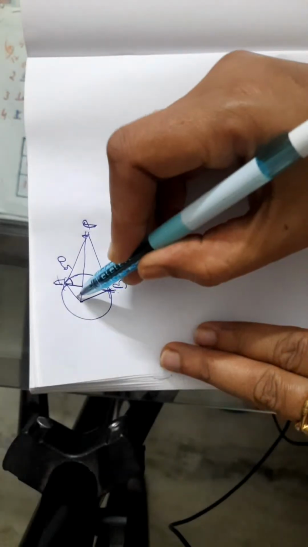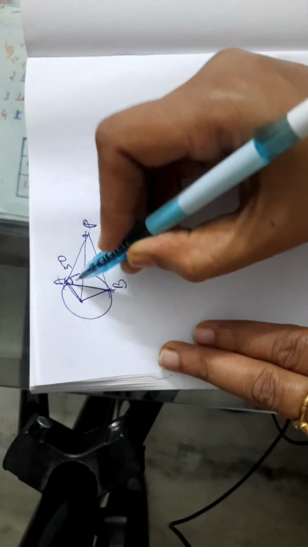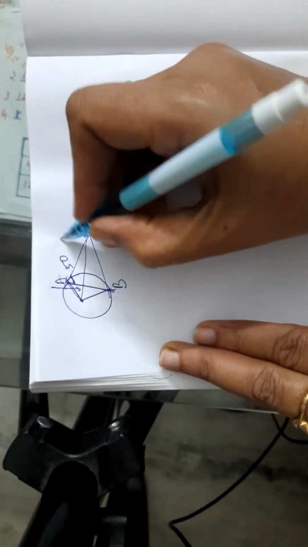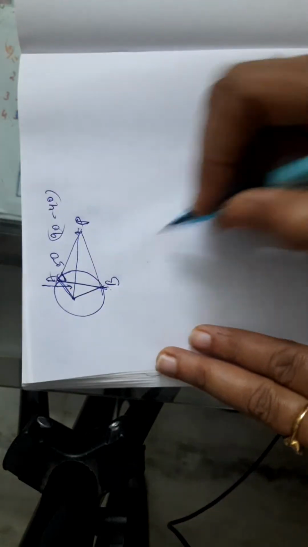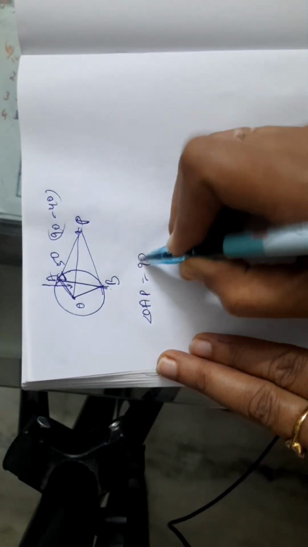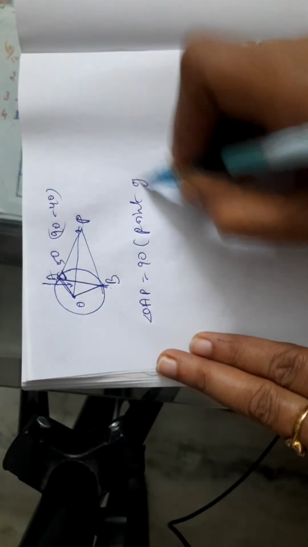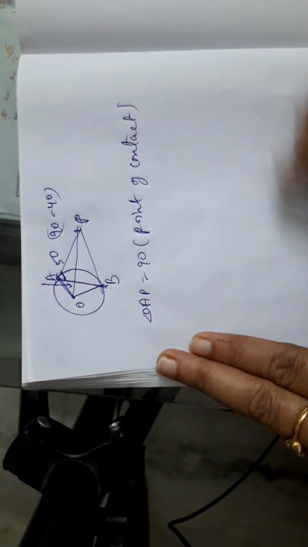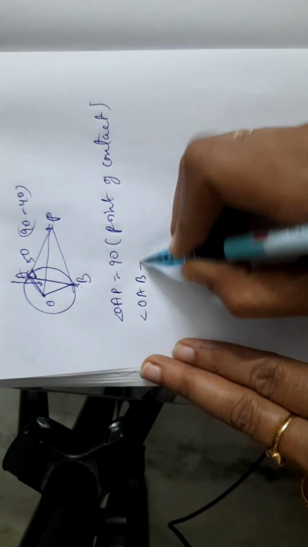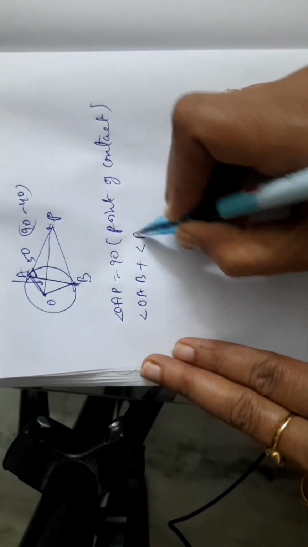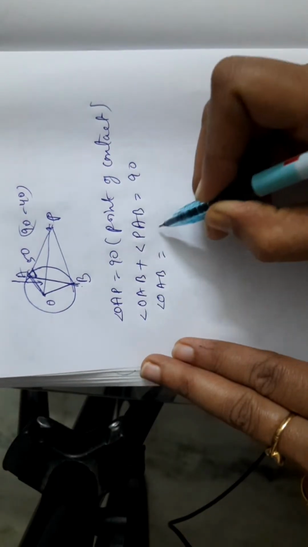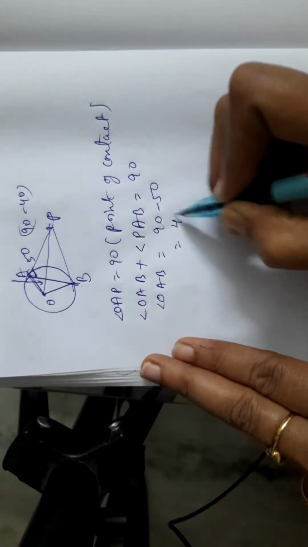If you recall, the angle at the point of contact of the tangent is 90. If this part is given 50, then this innermost we will get as 40: 90 minus 50. So how are you going to write? Angle OAP is 90, point of contact. Then angle OAB plus angle PAB is 90. Angle OAB is 90 minus 50, so we got 40.